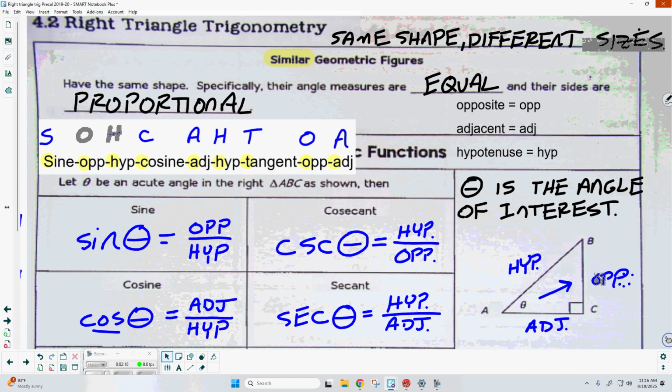Well, true, but what's the name of the function? Starts with a C. What's that? No, James? Cosecant. Okay, so sine and cosecant are going to be reciprocals. Okay, Mason, what about the reciprocal of cosine? Secant. Cosine and secant are going to be reciprocals.